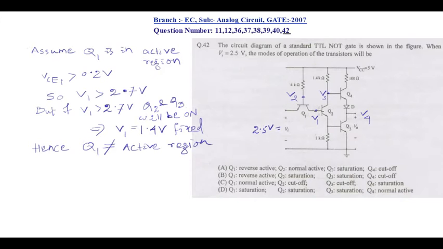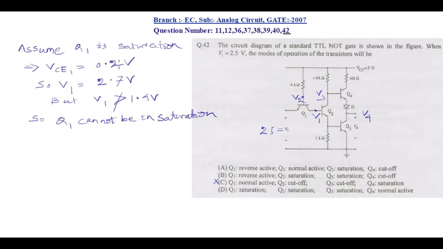But if V1 is 2.7 volt, then Q2 and Q3 both will be on, because the voltage required to switch on Q2 and Q3 is 0.7 plus 0.7, that is 1.4 volt. And once Q2 and Q3 both are on, V1 will be fixed at 1.4 volt. So one is saying that V1 is greater than 2.7 volt and the other is saying that V1 is 1.4 volt. So both are contradicting. Hence Q1 cannot be in active region.